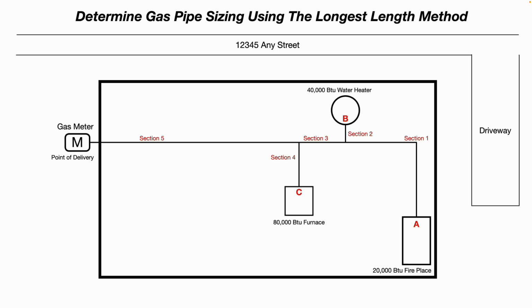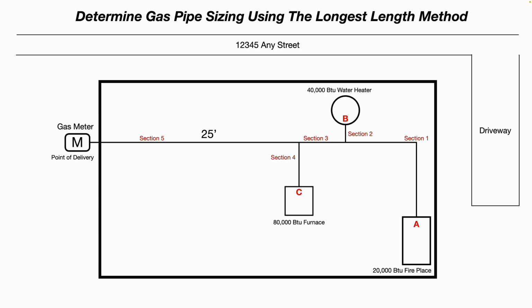Okay, so when you go out to a customer's job site, it helps to draw a topographical map of the building. You can see here the house. We have a gas meter on the left of the building coming in. You can see the driveway and the street out front. You can see we have 3 major gas-fired appliances and 5 different sections of pipe.